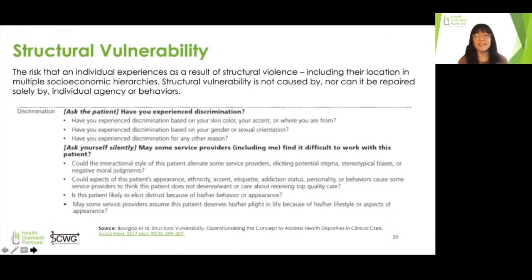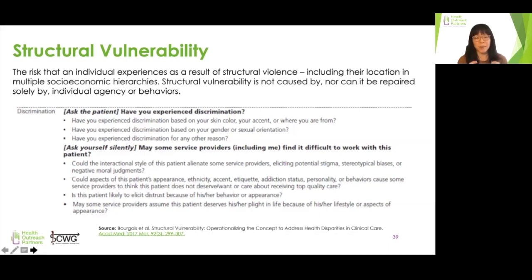And one way that I think can be useful for all of you who work in health centers is there's a tool called the Structural Vulnerability Tool. And it's similar to, I think, a lot of tools and assessments that are out there, most around social determinants of health. And this really is looking at folks' risk and vulnerability due to structures.